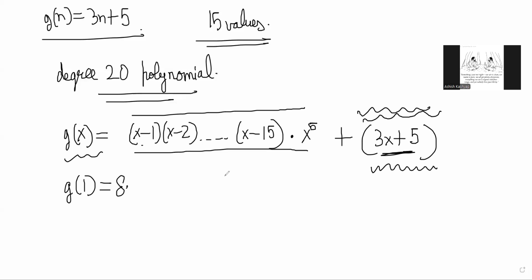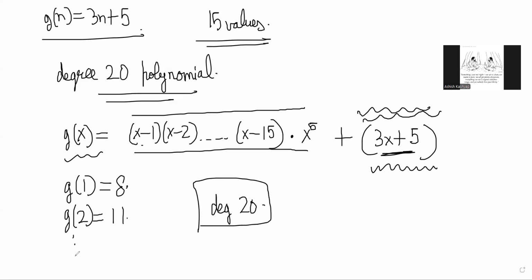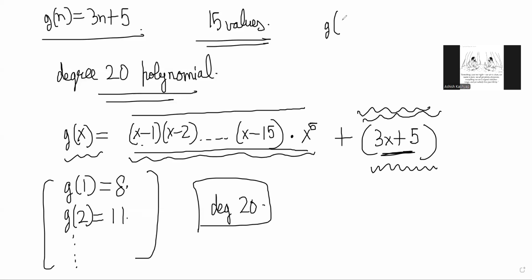Do you understand what I'm saying right now? This polynomial has degree 20 and it satisfies all the 15 points. I am able to construct it because I made sure that this part was degree 20 and it vanishes at all of these points, but it will not vanish if I put any other value. If I put g of 17, this part will not vanish. I hope it is clear more or less what is happening.